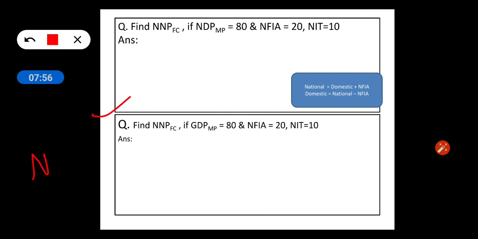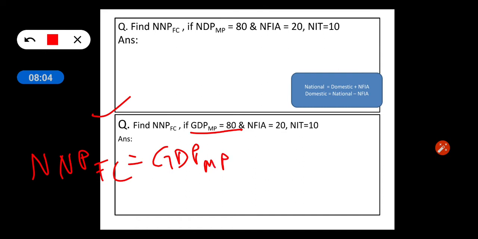We have to find NNP at FC from the given GDP at MP, right? Now let us check. We have MP on the right hand side and FC on the left hand side. So we have to convert MP to FC, right? To do that, we have to subtract NIT again.